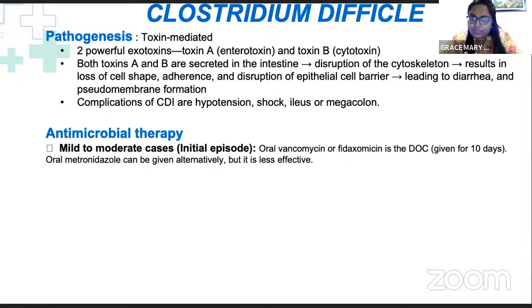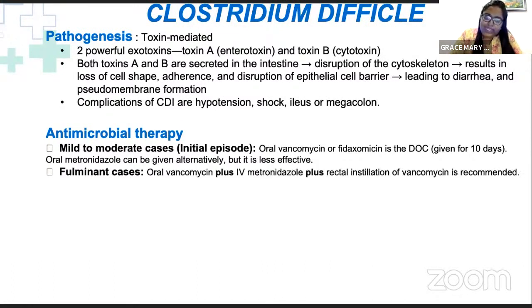The other thing, for all the clinical pharmacists who are listening to me: oral vancomycin, okay? Because this is an intestinal infection, you need something that acts on the walls of the intestine, in pseudomembranous colitis. If you give it as an injection, it will not go into your intestine very well. Therefore, you have to give it orally. And in case of a severe case where you have any of these complications that I've told you about, you have to give a combination of vancomycin plus metronidazole and a rectal instillation of vancomycin.